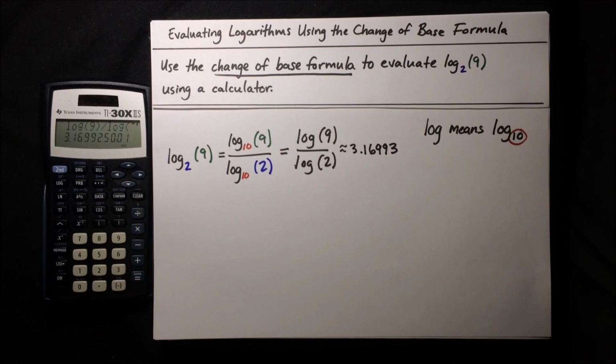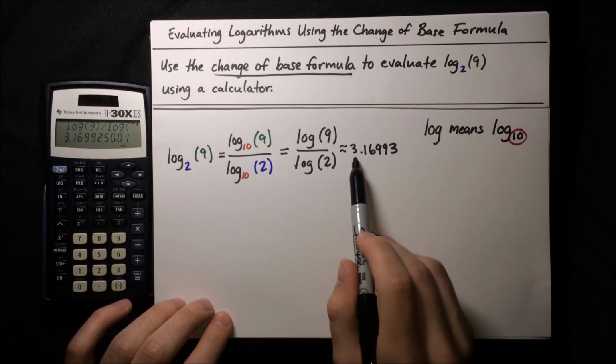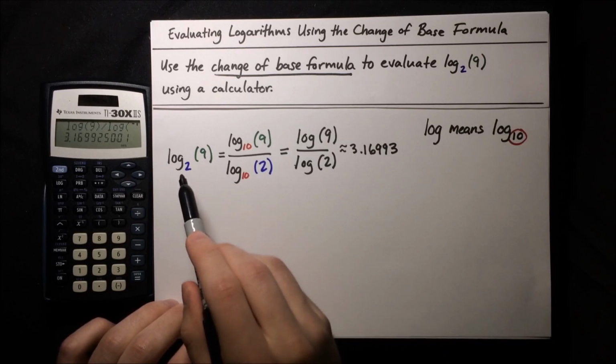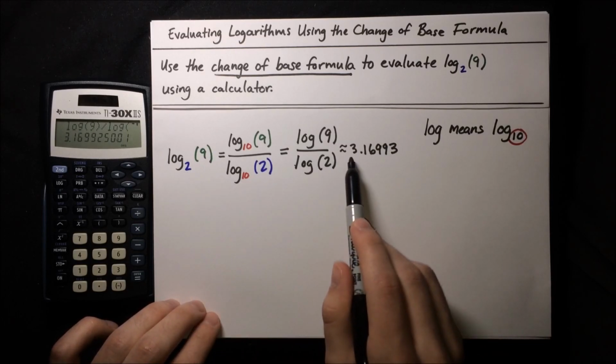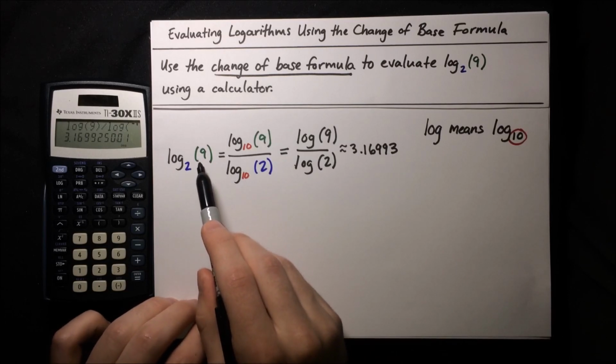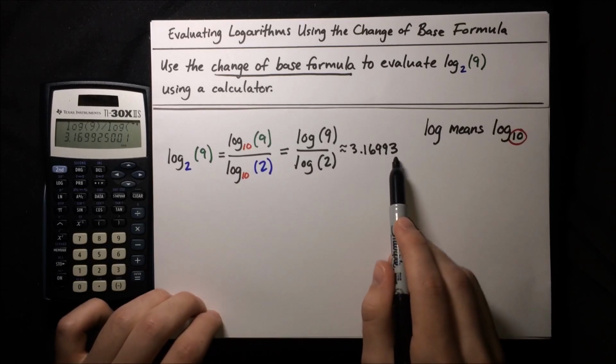Why don't we round that to 3.16993. Now before we go on, let's check ourselves. If 3.16993 is log base 2 of 9, then if we raise 2 to that power, 2 to the power of 3.16993, we should get a result of 9, or at least very, very close to 9 since we rounded off a little bit.